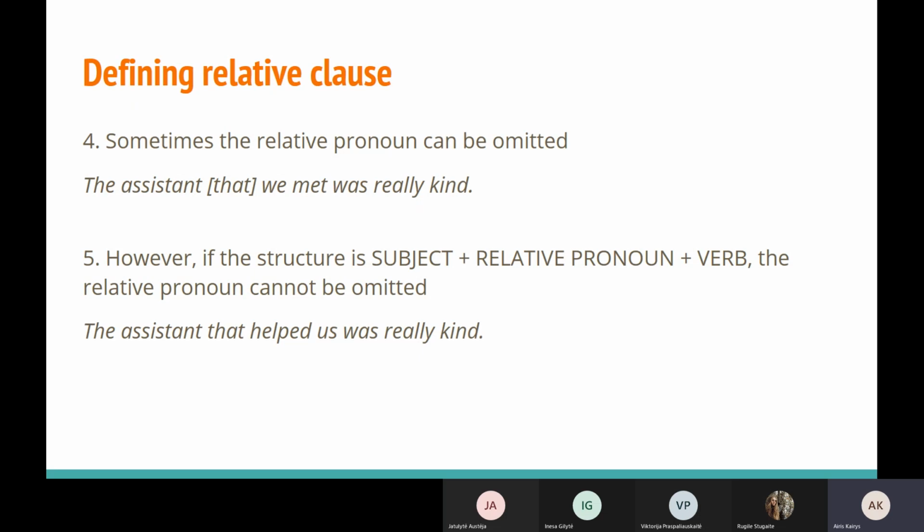Sometimes the relative pronoun can be omitted. So the assistant we met was really kind. So we don't need who or that in this. We can omit it. However, if the structure is subject plus relative pronoun plus verb, the relative pronoun cannot be omitted. So the assistant that helped us was really kind. So we cannot omit the relative pronoun.